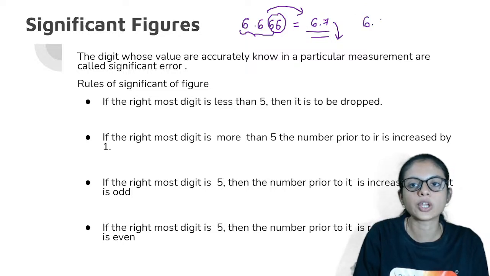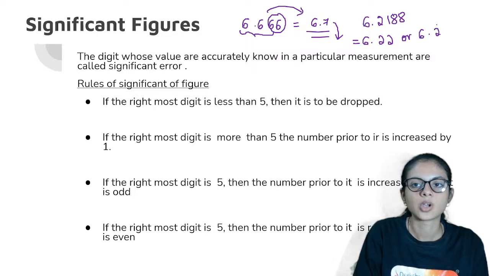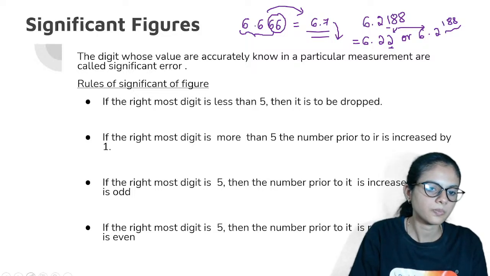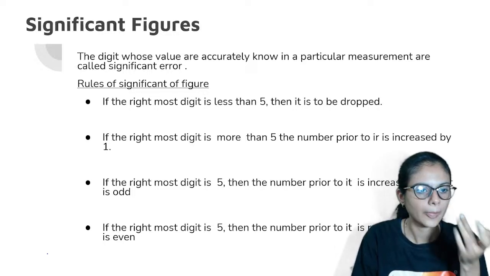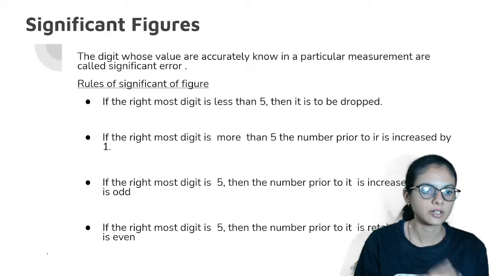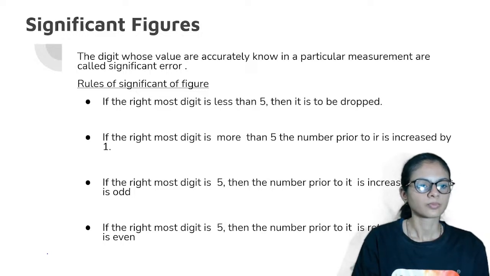Let me consider 6.2188. If it is in this format, one thing I can convert it into 6.22, or I can just write it as 6.2. Okay, both are right. So why here 2 instead of 1, and why here I skip this 188? All these things I'll be explaining here. Okay, is it clear? Is it clear why we should learn about significant figures? What is its importance? Is that clear? Okay. So then let's continue, guys.